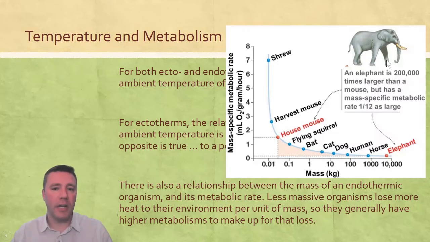Think of this elephant here as being a giant thermal mass. Think of the surface area of this elephant relative to its mass. The ratio of its surface area to mass is very different than it is for a tiny little mouse. Per unit of mass, the elephant is losing far less heat to the environment than the mouse is. So to make up for that difference, the mouse has to have a faster metabolic rate than the elephant does.